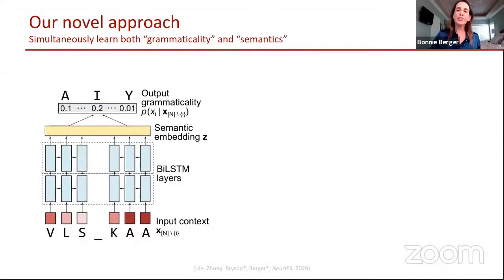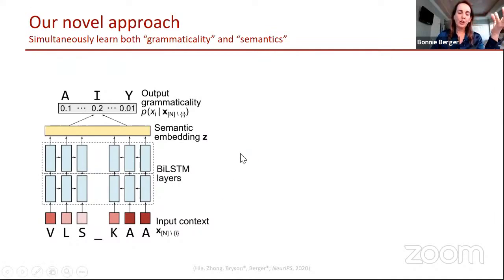Our novel approach is that we constructed a single natural language processing model that simultaneously learns both grammaticality and semantics. Now, this model is not particularly novel in itself, but before this point, people only used it to get grammaticality or fitness of the virus, or predict that, or they used it to interpret semantics or meaning of the virus for antigenic prediction. So what we do is we do both at the same time.